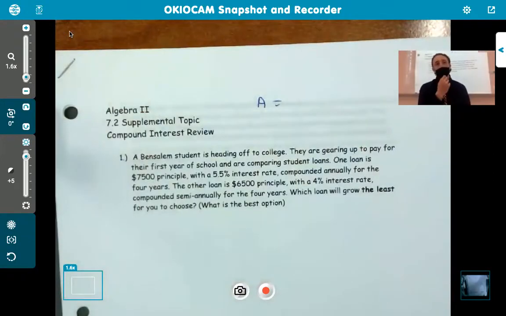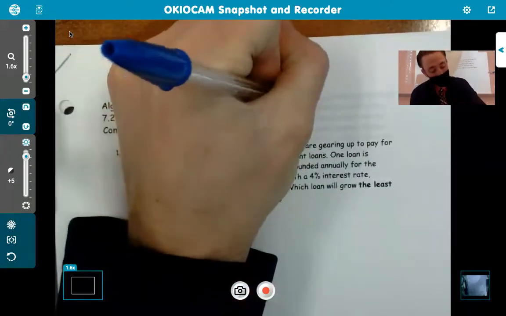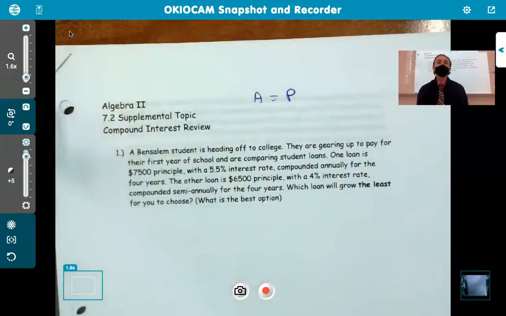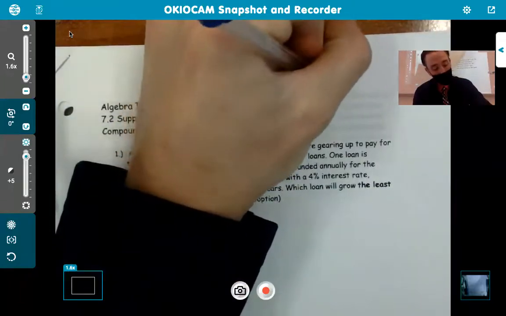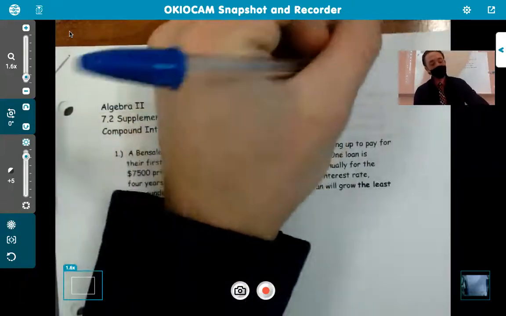What does that variable stand for in each of these situations? Right, so the final product or the final amount of money, whatever it may be. Good. Equals P. Well, what's P stand for? Yeah, the initial price or the principal, whatever I'm putting in, times 1 plus R divided by N.